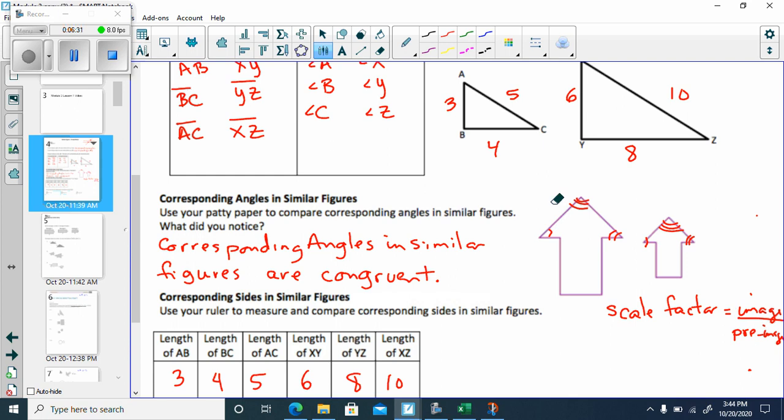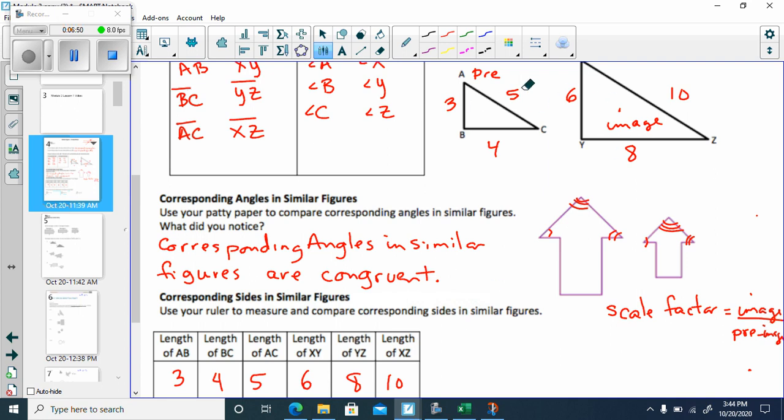Okay, image over pre-image. In this case, this is our pre-image because it's what we start with. This is our image because this is what we end with. Pre means before. We did this when we were doing congruent figures. Now, let's look at AB and XY.